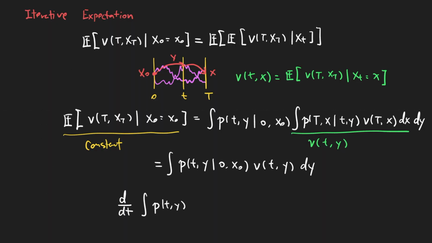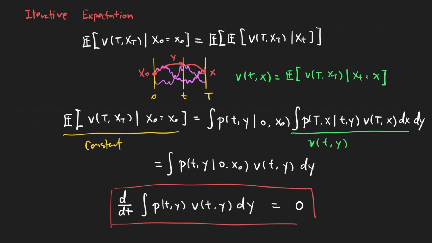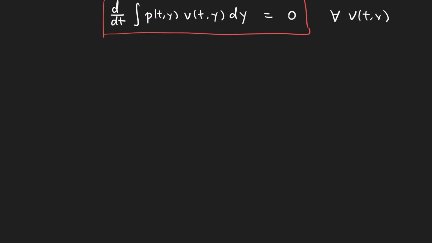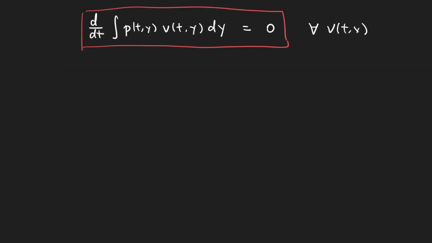For simplicity, I'm not going to write the 0 and x0 anymore. So basically this time derivative equals 0. So this is a key equation, and this must hold true for all functions v. The idea of the derivation is that the forward and the backward equations are connected through this equation. So basically using either one as a starting point, we can reach the other, right?